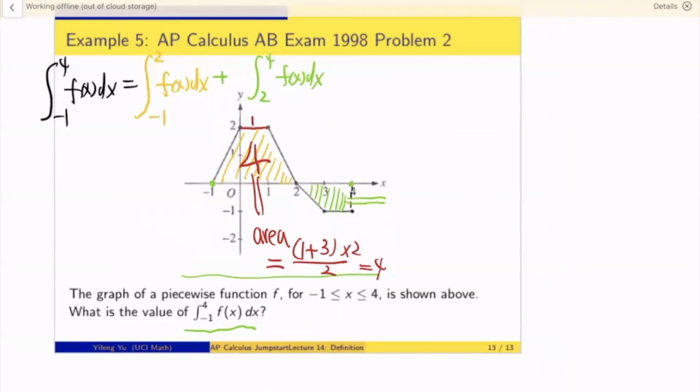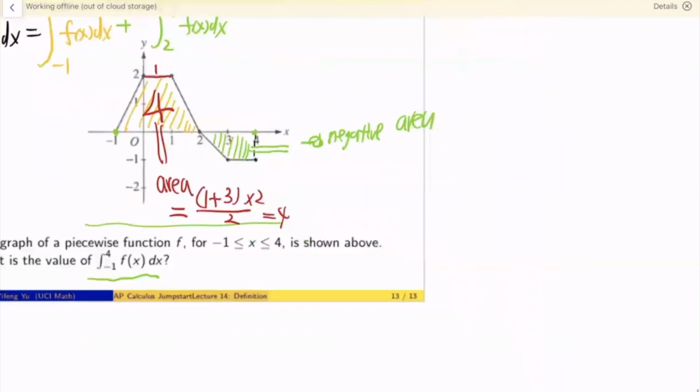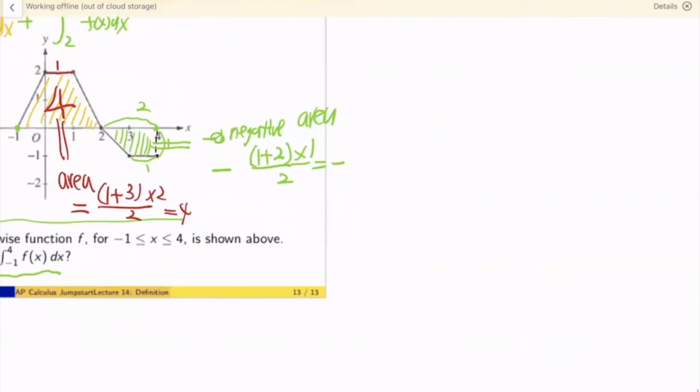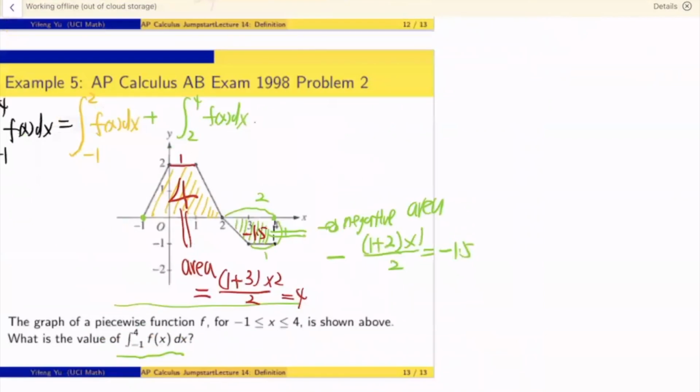Now let's do this other part. As we said, this is negative, so it's a negative area. Again, it's a trapezoid. This is 1, this is 1, and this is 2. So it's 1 plus 2, the top plus bottom, multiplied by the height, divided by 2. This part is negative 1.5. So when you sum them up, you get 4 minus 1.5, which is 2.5.